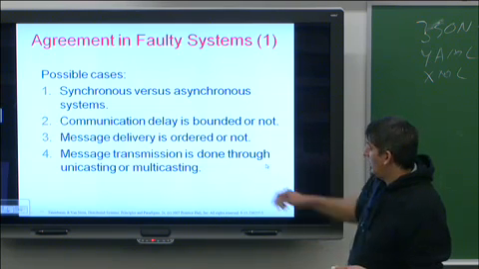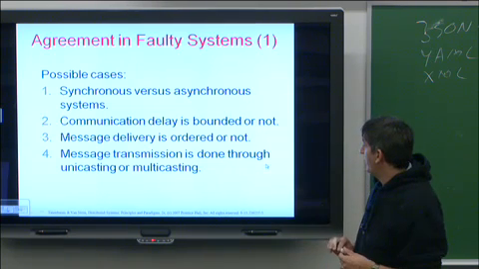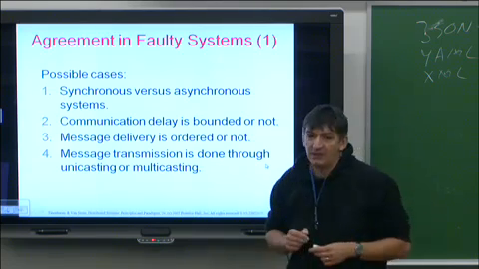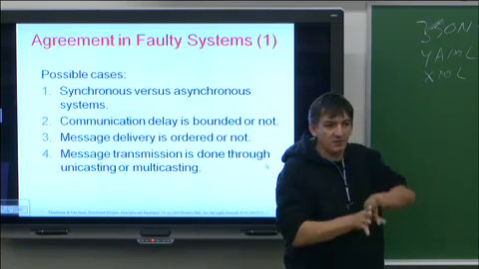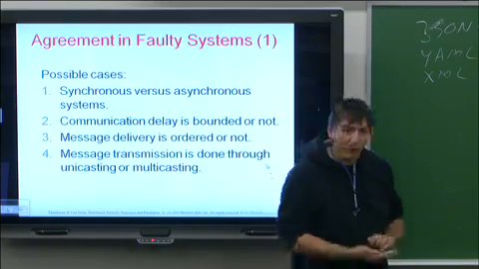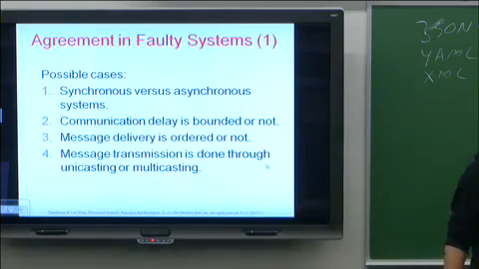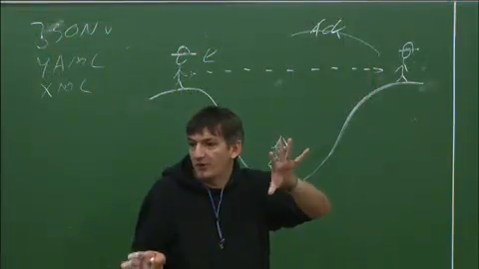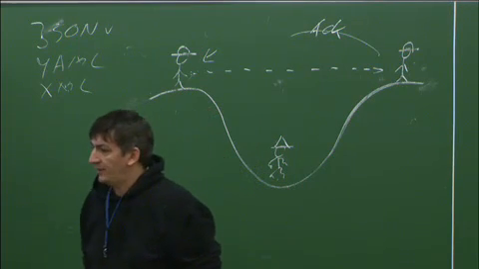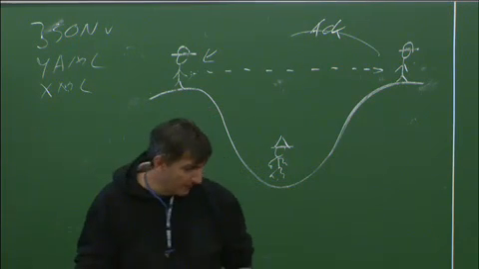And another parameter in the whole story is going to be whether you do unicast or multicast. Unicast is point-to-point communication. Multicast means you send it to all of them, but you send it to all of them as some sort of an atomic operation. We're going to talk about that later in the context of atomic multicast. Okay? Good.